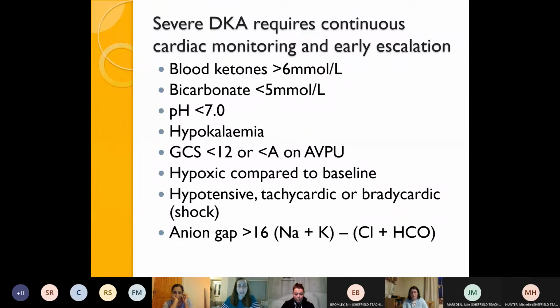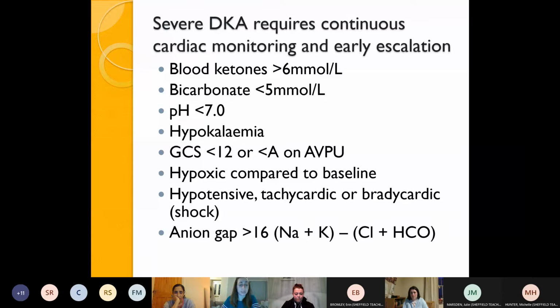So severe DKA, these patients should be on HDU, and these are the patients that may need arterial lines or central lines, because we need to be monitoring them closely, and keeping an eye on their electrolytes and fluid status. So very high ketones, greater than 6, very acidotic, so bicarb less than 5 or pH less than 7.